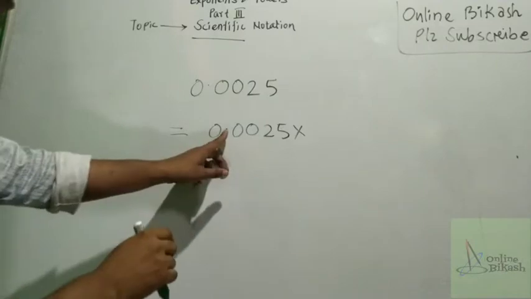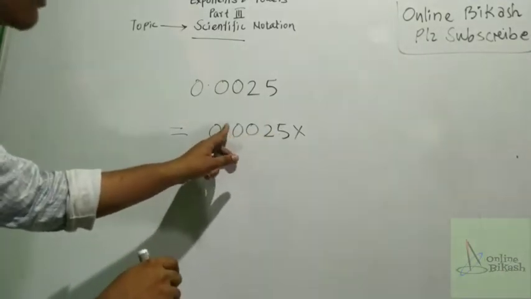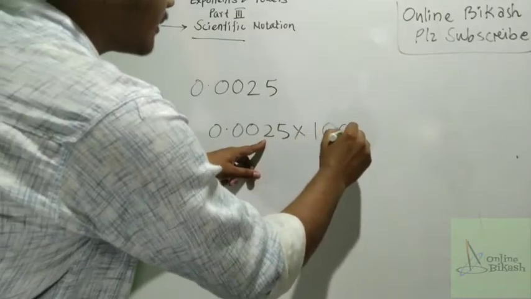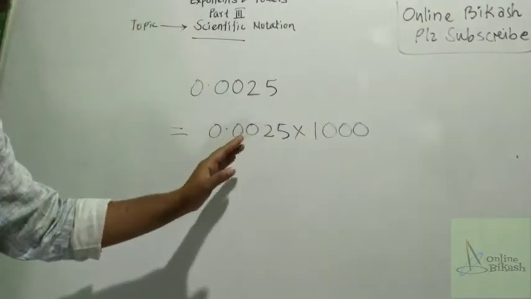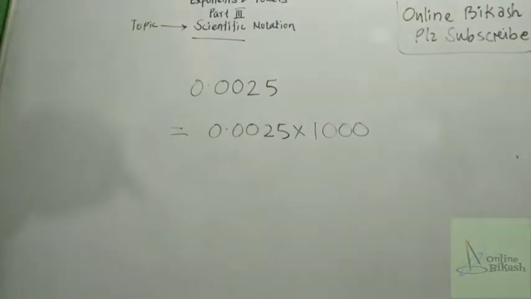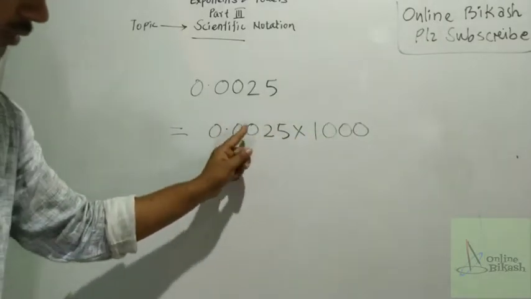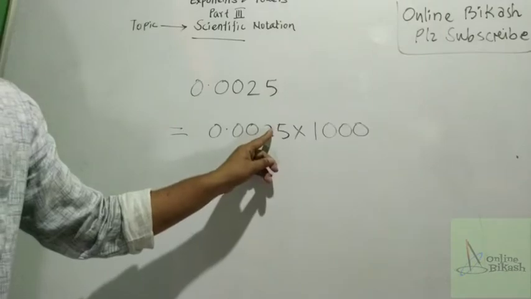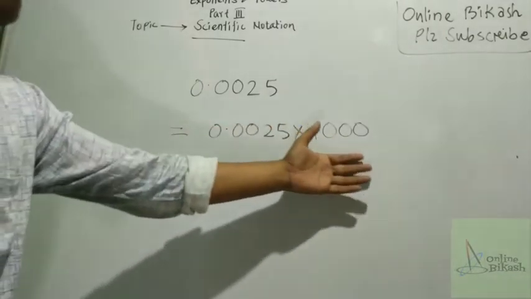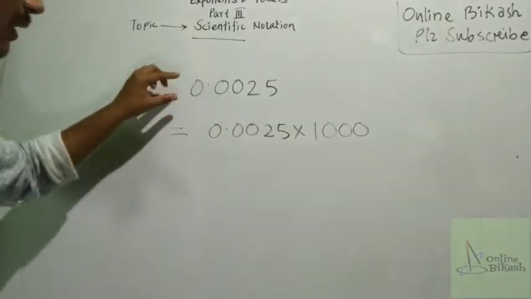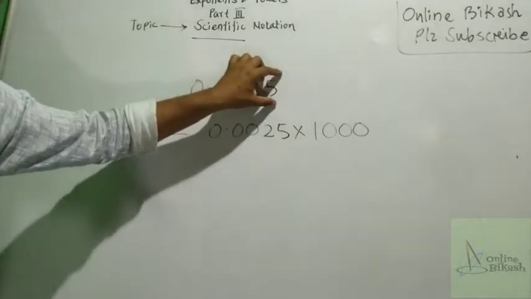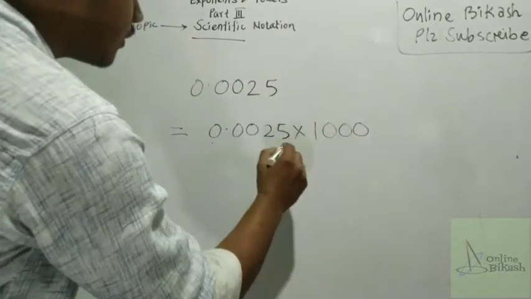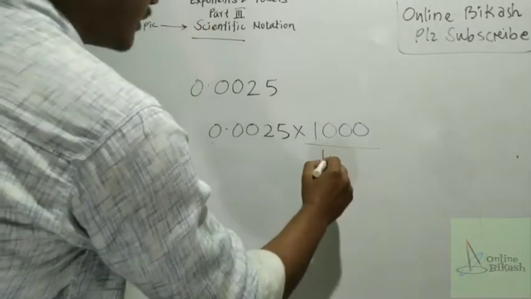You have to move the point from here to here. So how many places do we have to move? 1, 2, 3. So that means we have to multiply it by 1000. Yes or no? If there are 3 zeros, the point will move to the right 3 places. So the point will come here. But wait, why have we multiplied? If we do multiply, will it be equal to this 0.0025? No. So we have to cancel this 1000 also. So for that you have to divide it by 1000.